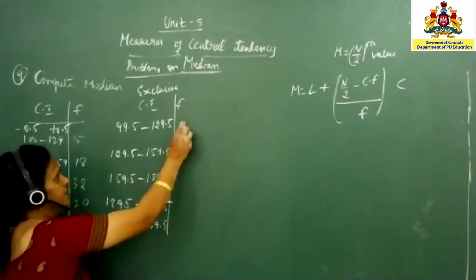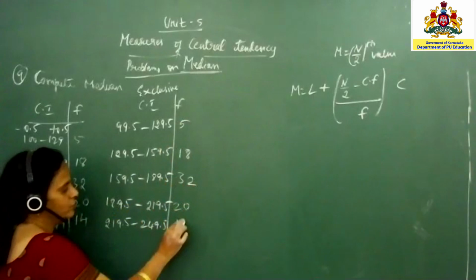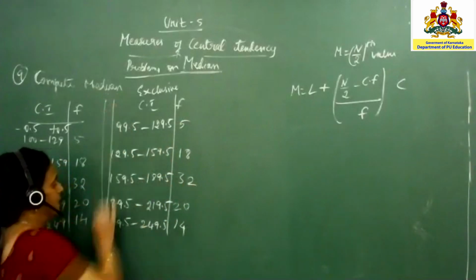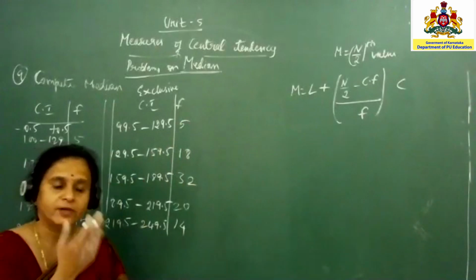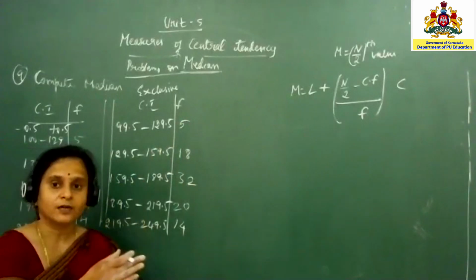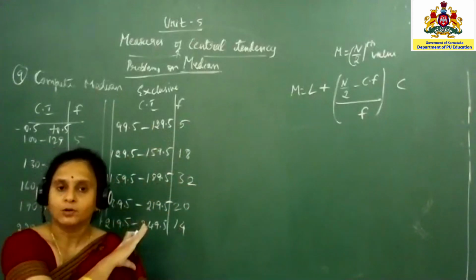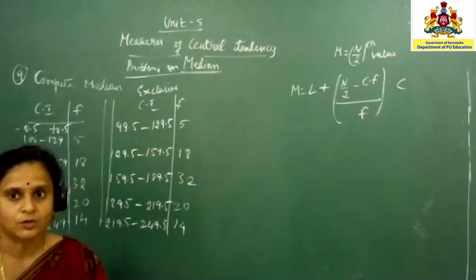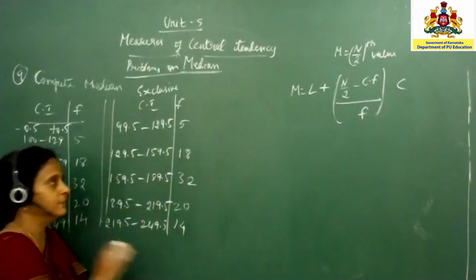Next, I'll rewrite the same frequencies: 5, 18, 32, 20, and 14. For the solution table, don't mix it up with the question table. The question has the inclusive form, and now you convert it to exclusive form. If by chance you get confused and move to inclusive instead of exclusive, the whole thing goes wrong. So for the solution, directly start with the exclusive type.